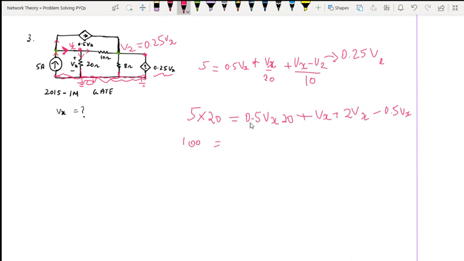0.5 into 20, that makes 10 Vx. 10 plus 3 minus 0.5, the whole Vx. So now Vx, this all comes together as 13 minus 0.5, that is 12.5. So Vx will be equal to 100 divided by 12.5. And that gives us 8 volts. So the answer for this question is 8 volts.